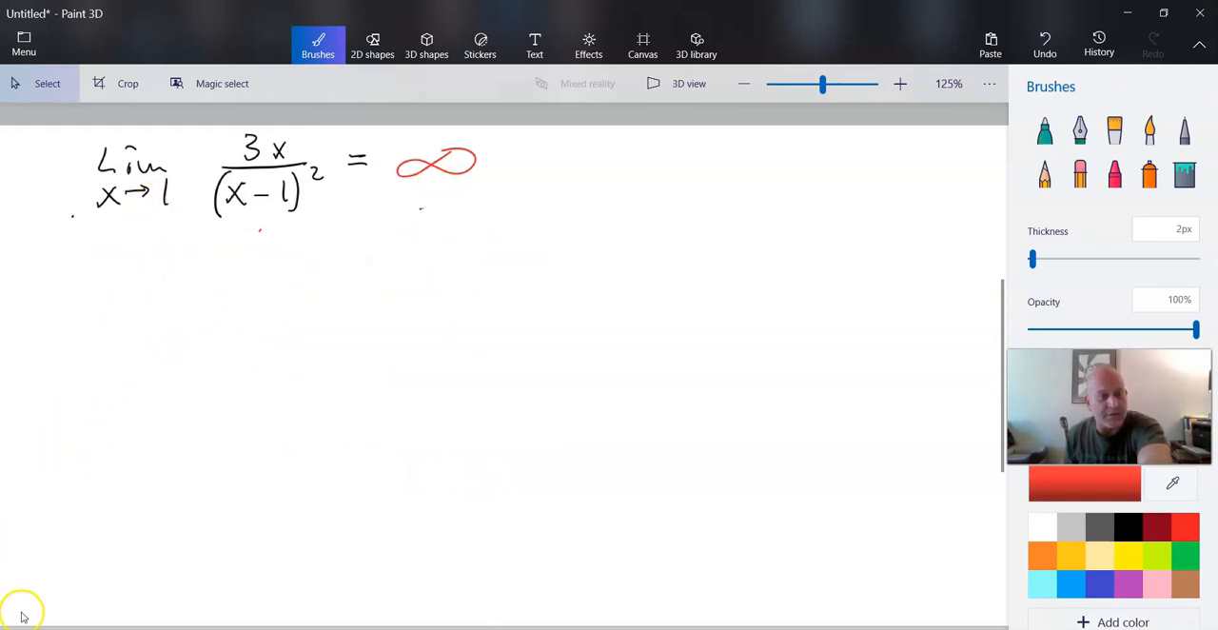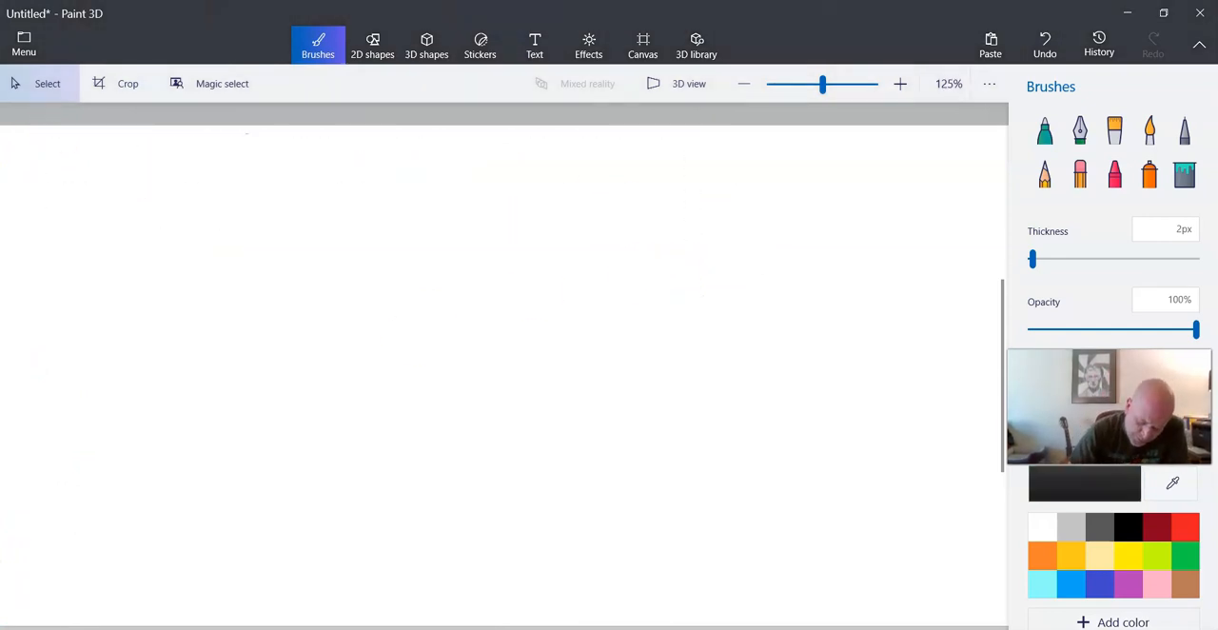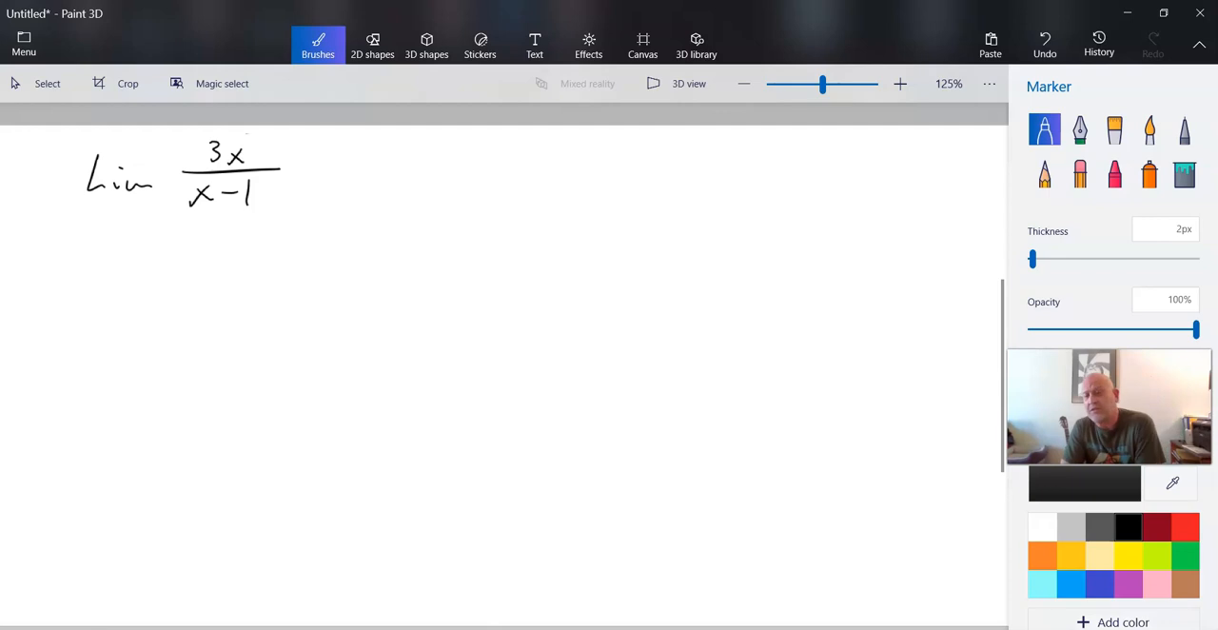Okay, and I think I'm going to change this. I'll just do this. There we go. Okay, so I'm going to look at the same function one more time here. So let's look at the limit of 3x over x minus 1. This time we're not going to take a look as the limit goes to 1. We're going to take a look as the limit goes to positive infinity.